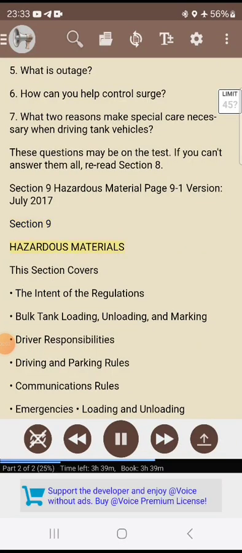Section 9. Hazardous materials. This section covers the intent of the regulations, bulk tank loading, unloading, and marking, driver responsibilities, driving and parking rules, communications rules, emergencies, loading and unloading.